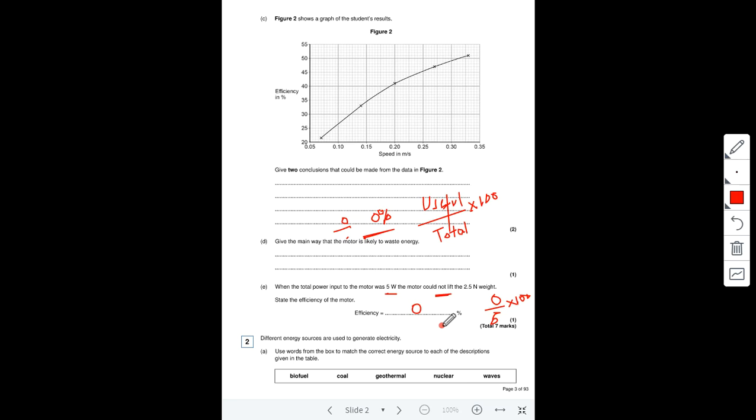Okay, I finished writing that. So now read question 2. Different energy sources are used to generate electricity. Use the words from the box to match the correct energy source to each of the descriptions given in the table.